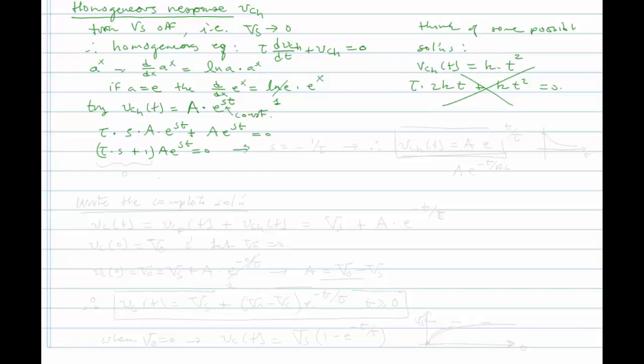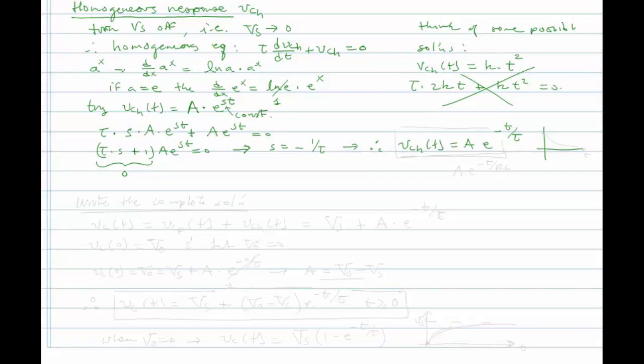So, except for the trivial case where a is equal to 0, which would be pretty useless, we can satisfy this equation when this term here is equal to 0, or in other words, s is equal to minus 1 over tau. So therefore, we have a solution here. Vc of h of t is equal to a times e to the st, where s is minus 1 over tau. So we have e to the minus t over tau.